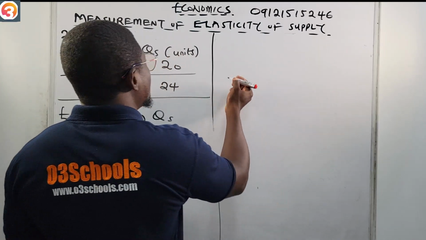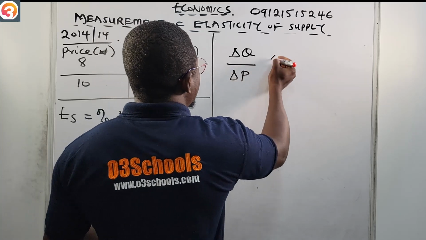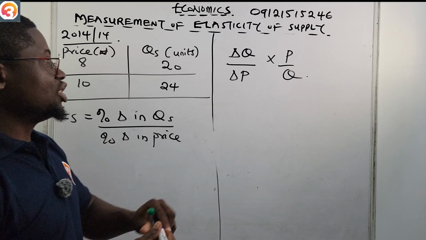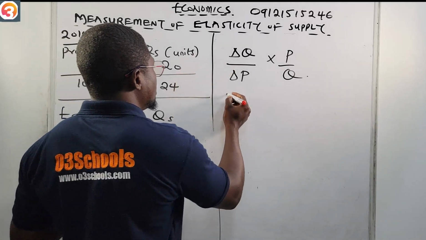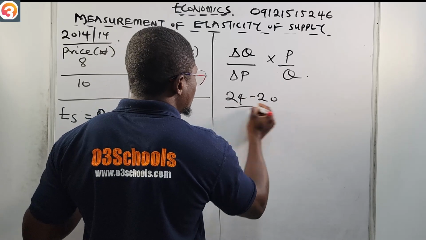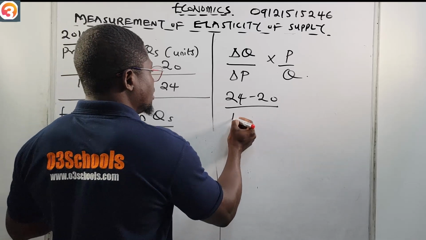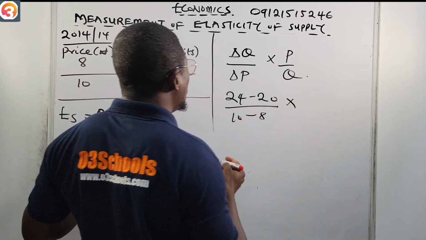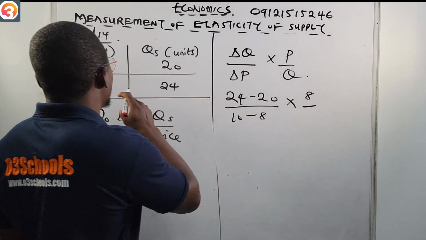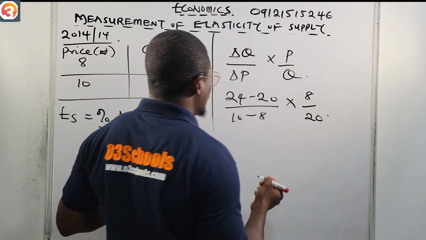All right, so let us go. You know that it is change in quantity supplied over change in price, then times old price over old quantity supplied. So what's our change in quantity supplied? From 20 to 24, new minus old, 24 minus 20. What's our change in price? From 8 to 10, new minus old, 10 minus 8, then times the old price, which was 8 naira, over the old quantity supplied, which is 20.